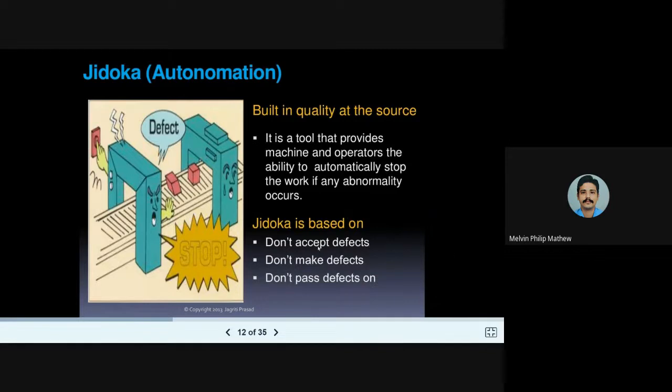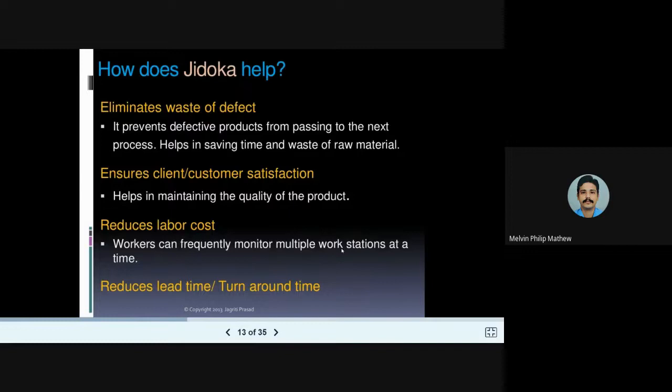It is based on this principle, the three don'ts. The first one is don't accept defects. Next is don't make defects, and the last one is don't pass defects. So don't accept, make, or pass defects. That comes under the Jidoka technique, and it helps in eliminating the waste of defects. Any defective product that occurs is always considered a waste. The consumer does not pay for that defective product, so it is always termed a waste under lean manufacturing. So it eliminates the waste of defects.